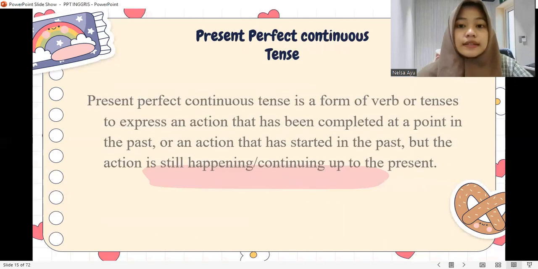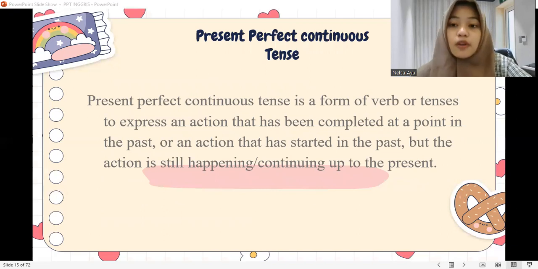Okay, next. Present perfect continuous tense. Present perfect continuous tense is a form of verb or tense to express an action that has been completed at a point in the past, or an action that has started in the past, but the action is still happening or continuing in the present.